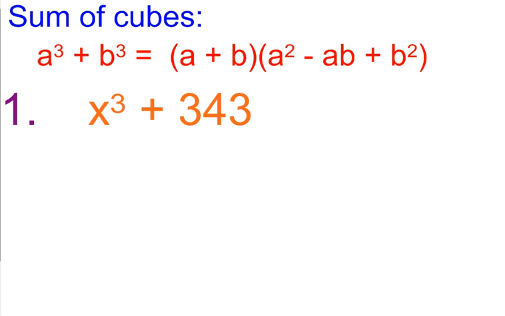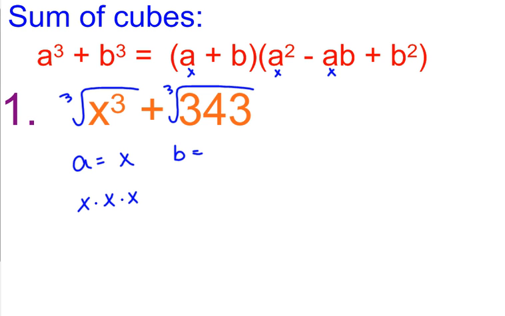The first thing you do is you need to find a and b, so you can plug them into the formula. A is the cubed root of this first term. So the cubed root of x cubed is actually x, because x times x times x makes x cubed. So that's your a value that you're going to plug in right here. In all those spots for a, you'll plug in an x. Your b value is the cubed root of 343.